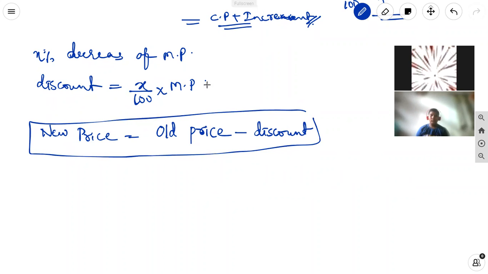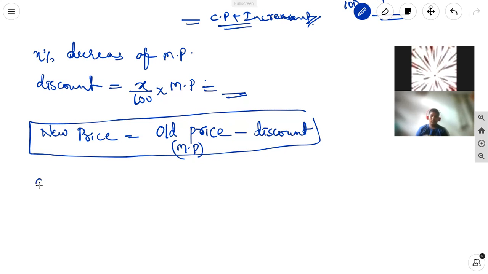Here we get the discount amount, and that discount amount is subtracted from the old price. Old price means the market price, the MRP rate. The discount is subtracted from the market price, then we get the new price, that is the selling price.